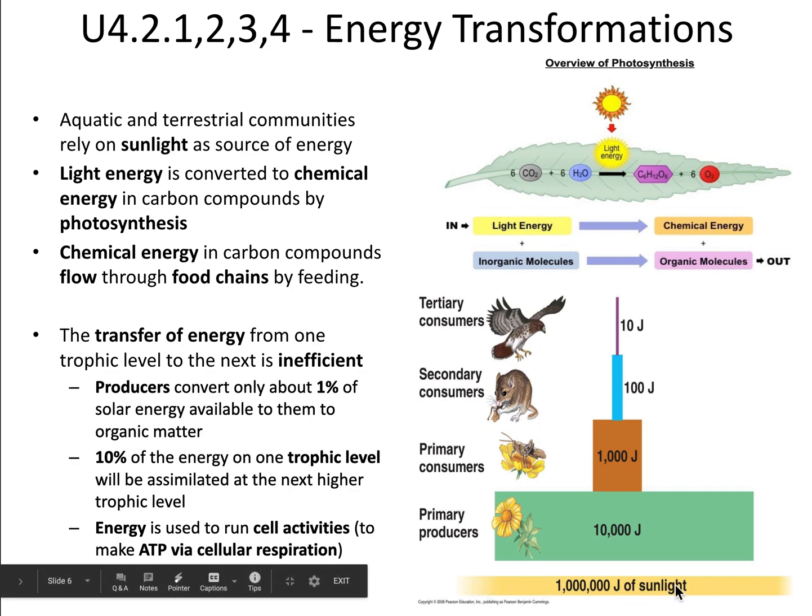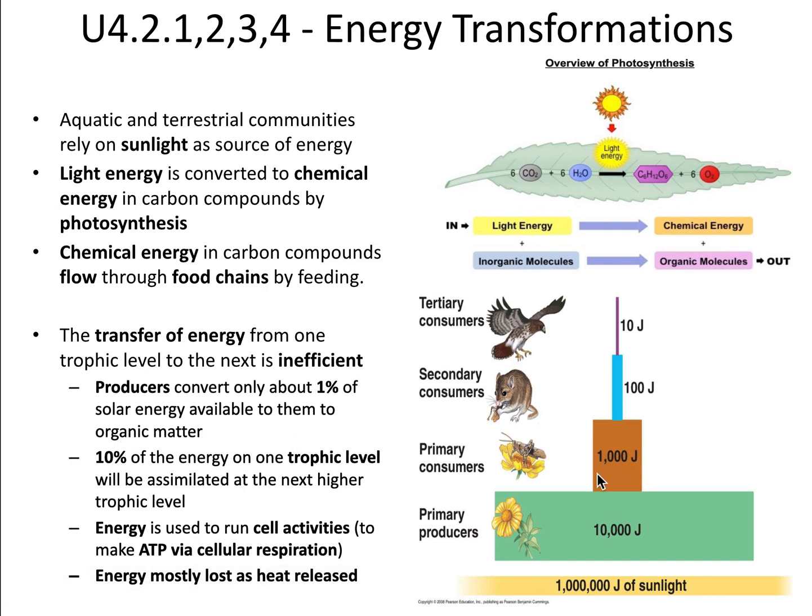That's why you're seeing down here 1 million joules of sunlight. So here's the plant. You can see they've only produced 1% of that amount, so 10,000 joules, into energy. Now, as it moves down through feeding, so when this is a grasshopper, eats this flower, it's only going to get about 10% of that energy. So you're seeing 1,000 joules there.